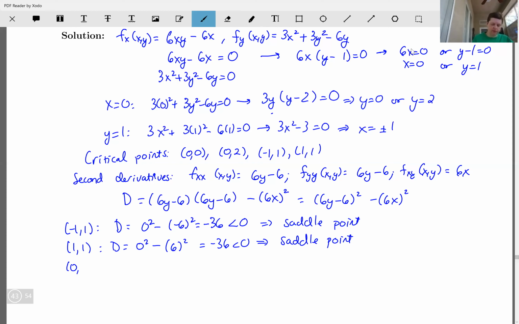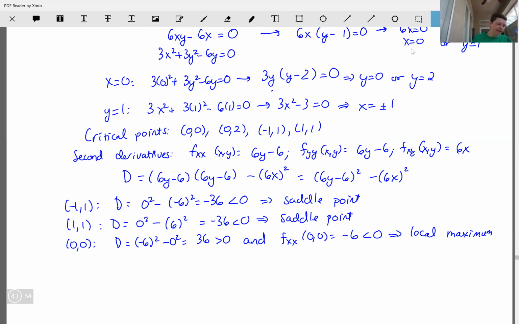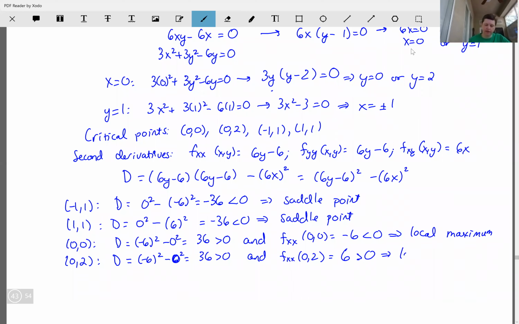What about (0, 0)? At the point (0, 0), D is going to be (-6) squared minus 0 squared, which is 36, which is positive. Now we need the second partial with respect to x. At that point it gives me negative 6, which is less than 0. So we have a local maximum. Finally, (0, 2). For (0, 2), D is going to give me (-6) squared minus 0 squared, which is 36, which is positive. And my second partial with respect to x is a positive 6, which is greater than 0. So we have a local minimum.